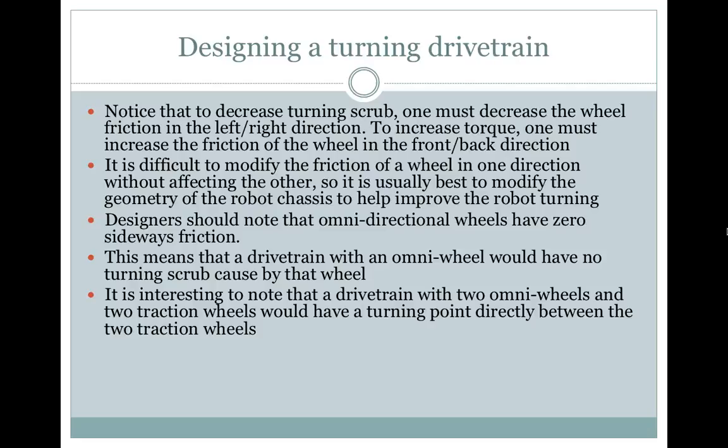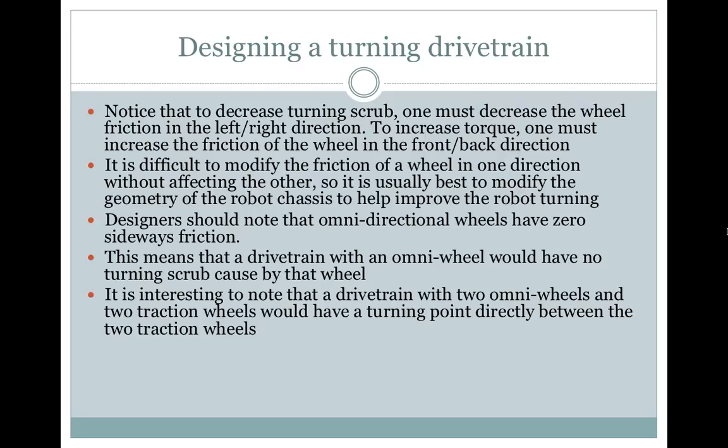Notice that to decrease turning scrub, one must decrease the wheel friction in the left-right direction. To increase torque, one must increase the friction of the wheel in the front-back direction. It is difficult to modify the friction of a wheel in one direction without affecting the other, so it is usually best to modify the geometry of the robot chassis to help improve the robot turning.